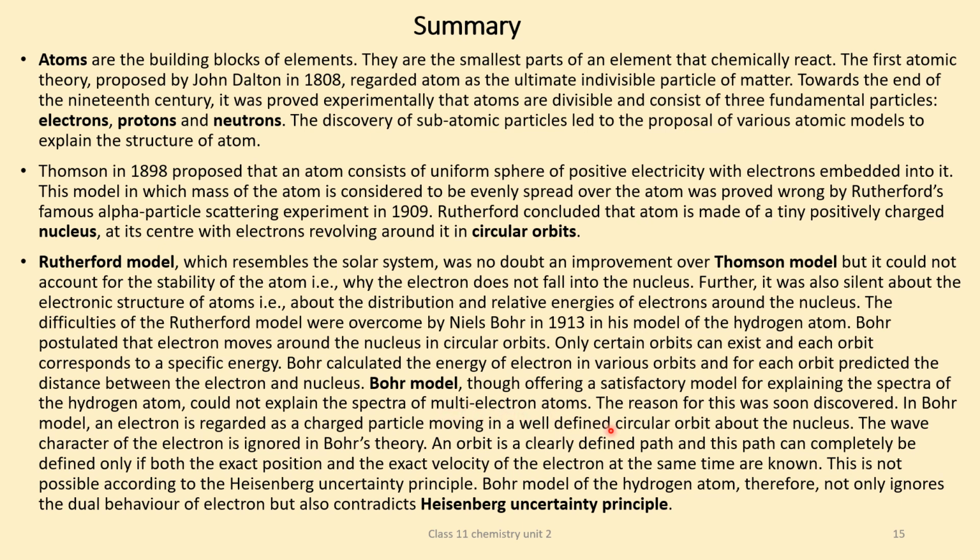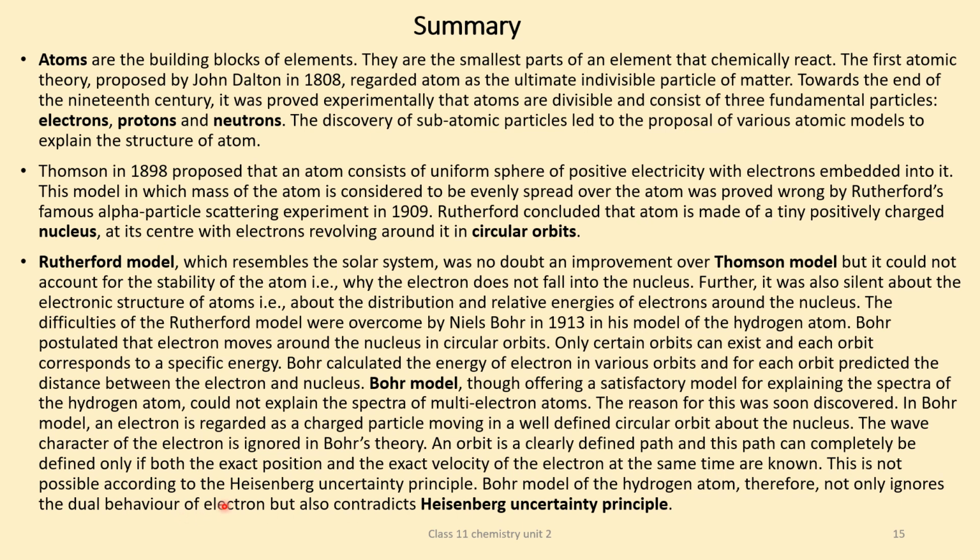The reason for this was soon discovered. In Bohr model, an electron is regarded as a charged particle, underline the charged particle, moving in a well-defined circular orbit about the nucleus. The wave character of the electron was ignored in Bohr's theory. An orbit is a clearly defined path, and this path can completely be defined only if both exact position and exact velocity of the electron at the same time are known.